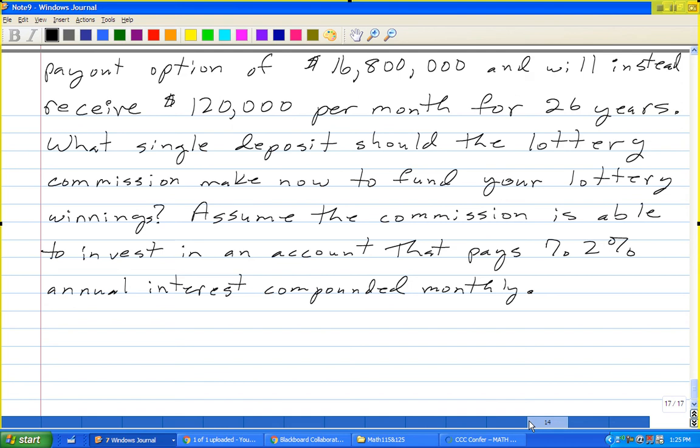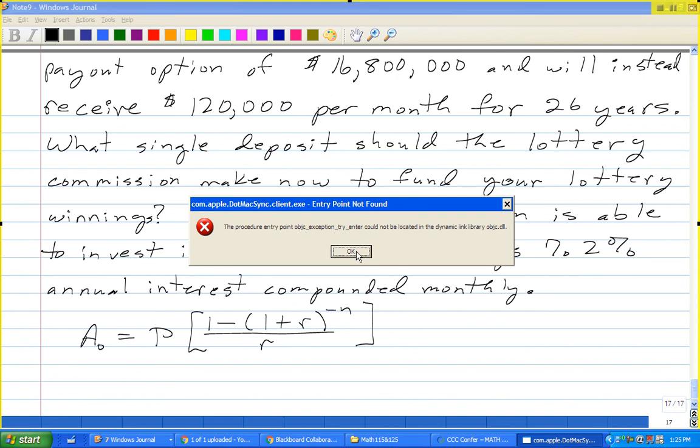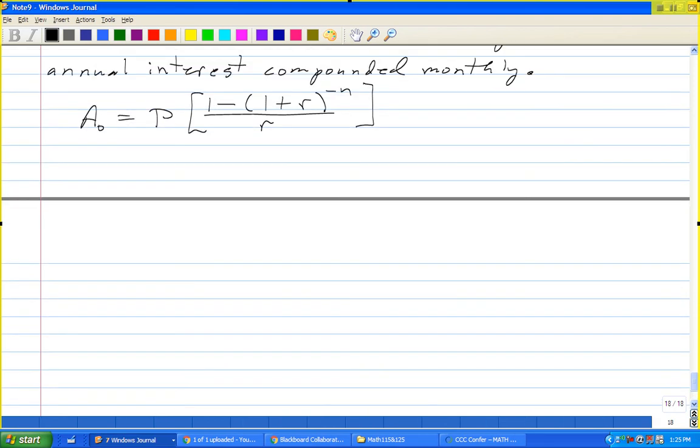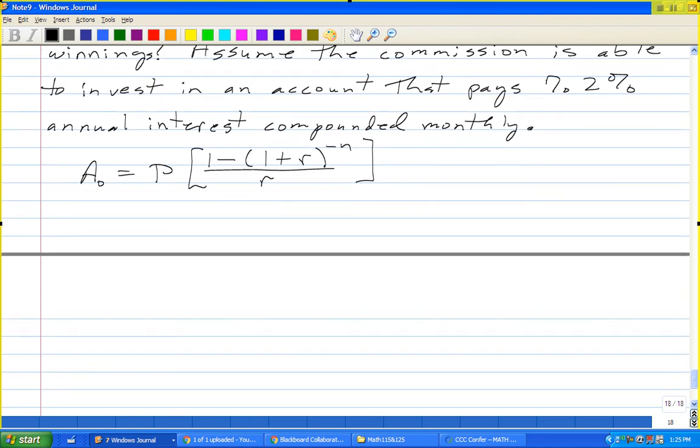So A0 equals P times 1 minus 1 plus R to the negative N, over R. Let's use this formula for the present value of an ordinary annuity. P is $120,000, and R is 7.2% per month.